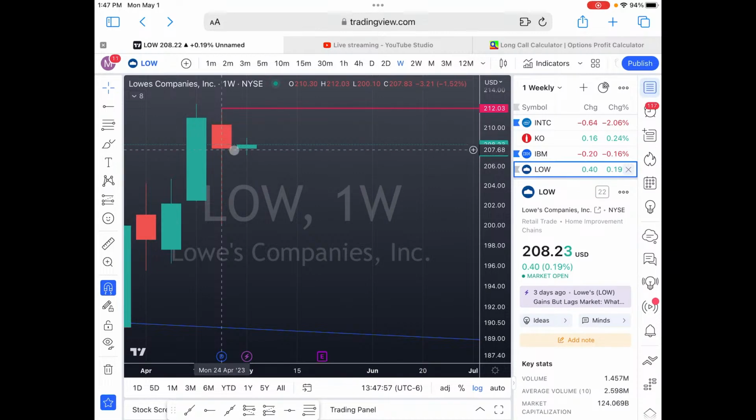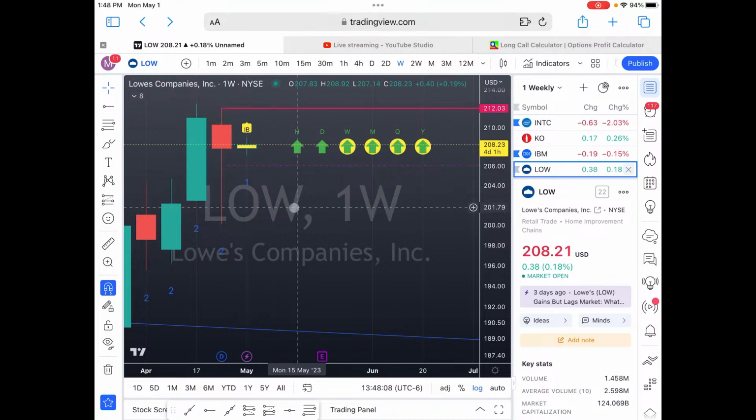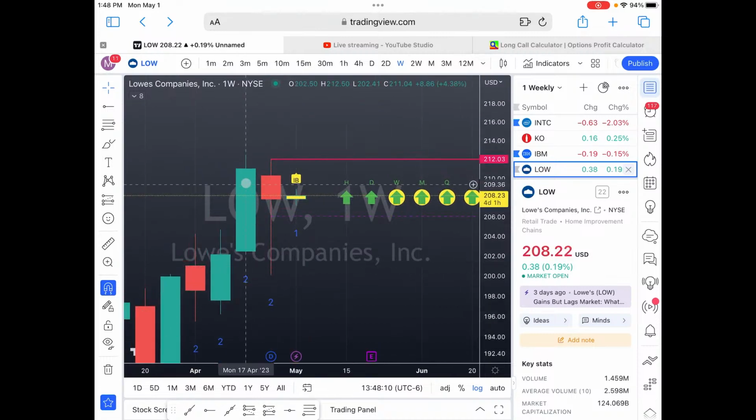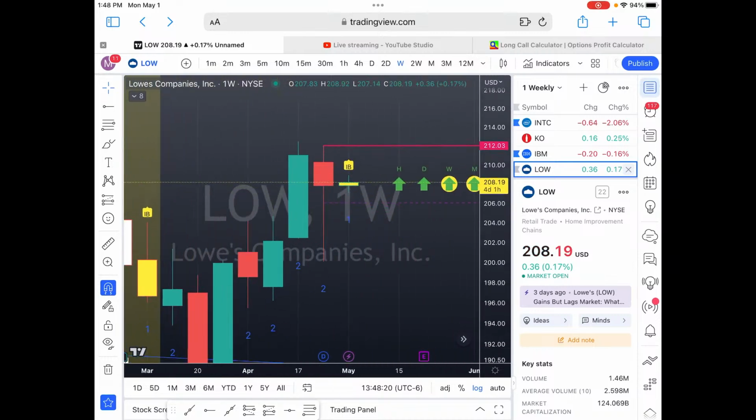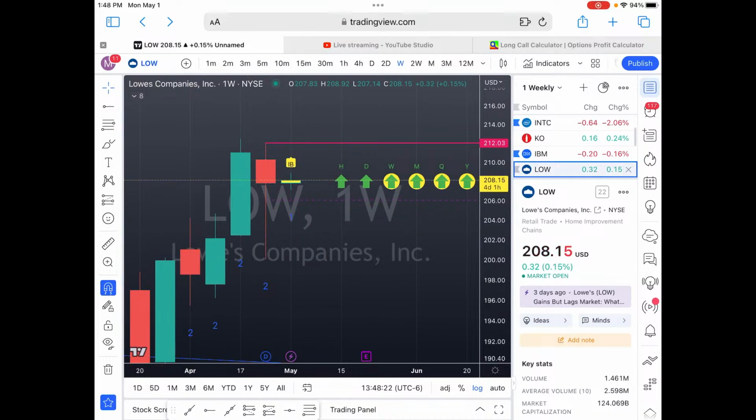So lows, here's another example like we had in Coke. This is a hammer candle. It's a 2 down. It is red, but it is still a hammer candle. So we have full time frame continuity. We're going to look for this to trigger to the upside. And then we have target 1, like we talked about, the top of the preceding candle right there. And then your next target would be up here at 216.31 on the weekly. Okay, so that's on lows.